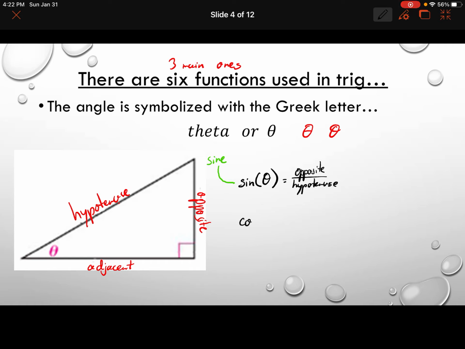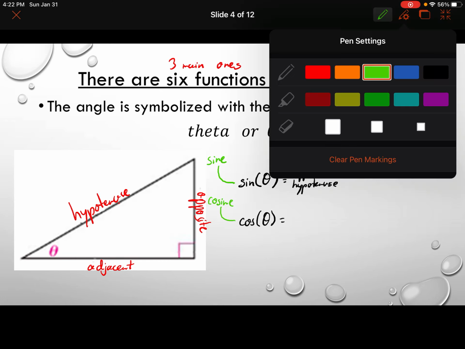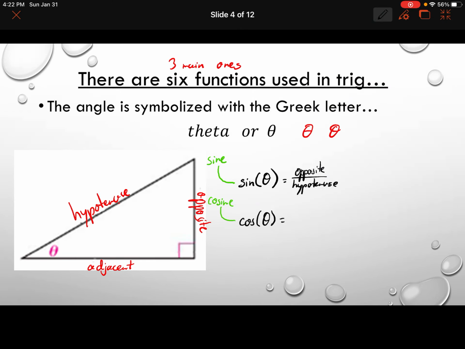So the next one is called cosine. It is written as COS, but once again, don't say cos. It is called cosine. So cosine of theta. In this case, it is going to be the adjacent over the hypotenuse this time. So that's going to be our ratio for cosine.